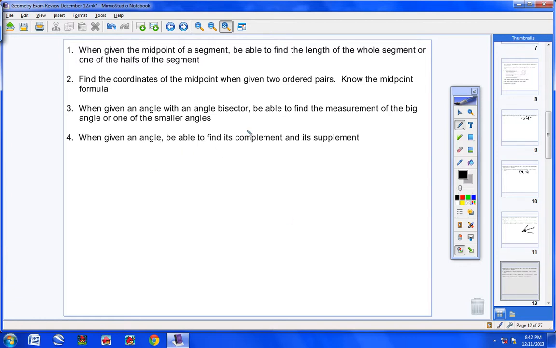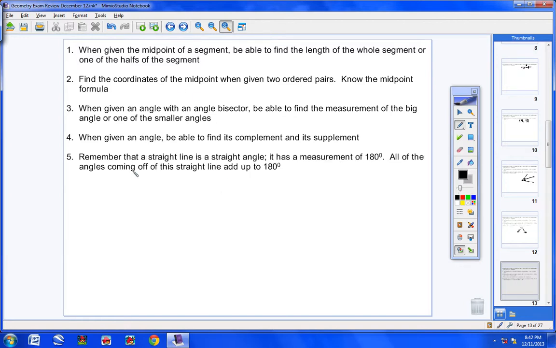Number 4, when given an angle, be able to find its complement and supplement. If I told you an angle is 40, the complement of that would be 50. They add up to 90. The supplement of that would be 140 because they add up to 180. Number 5, remember that a straight line is a straight angle that measures 180 degrees like this.